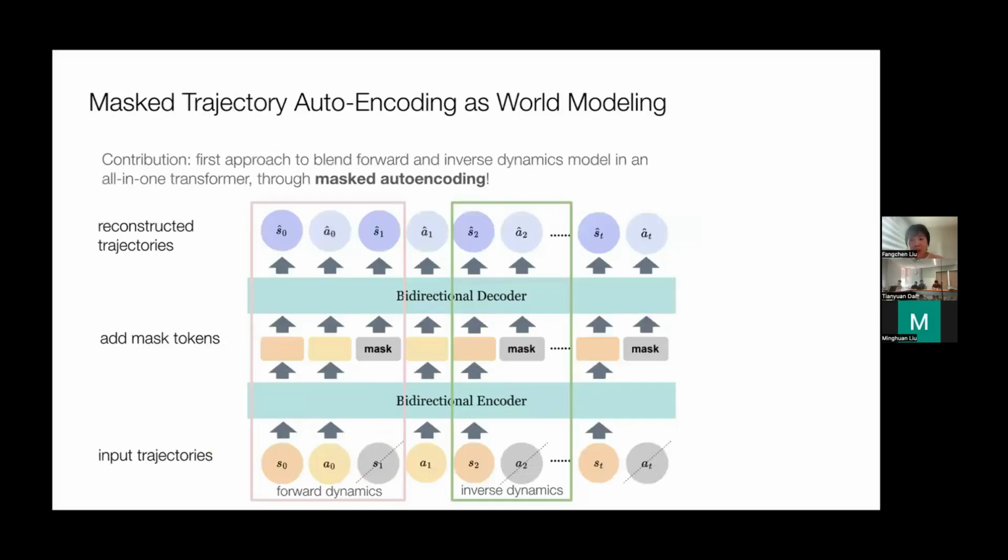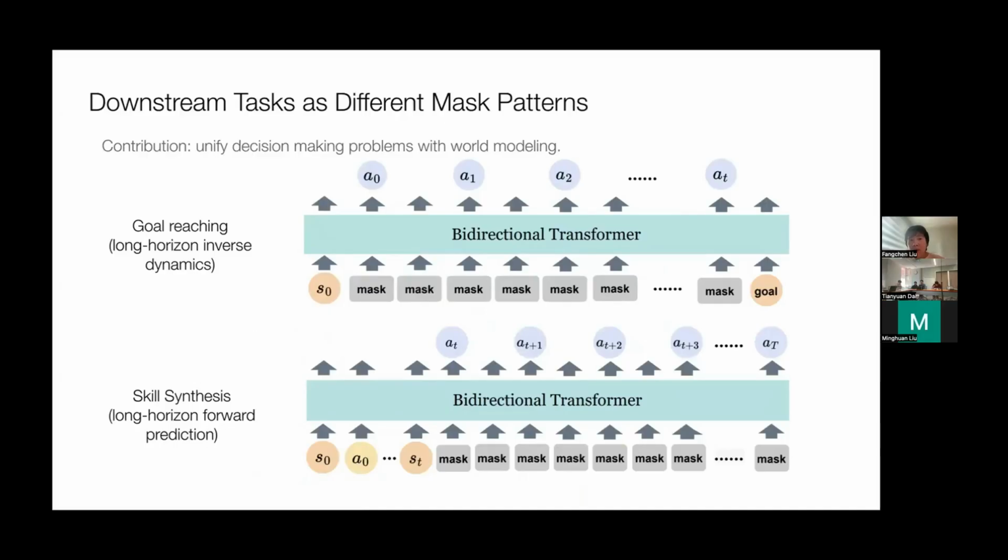After training this model using a very unified training objective on diverse exploratory data, we can use it to perform different downstream tasks just by having different mask patterns. For example, if we want the agent to reach a goal, maybe t steps away from the current state, we just mask all the intermediate tokens and provide a goal t steps away. Then the model will decode the actions to achieve this goal. This is more like long-horizon inverse dynamics. You just mask all the intermediate steps, and the model is able to reconstruct a plan for you. It can also perform long-horizon forward prediction or skill synthesis. Basically, we can prompt this model with an ant running at a certain speed, give a few trajectories here, and mask all the future tokens. Then the model is able to predict actions for the ant to maintain the speed.